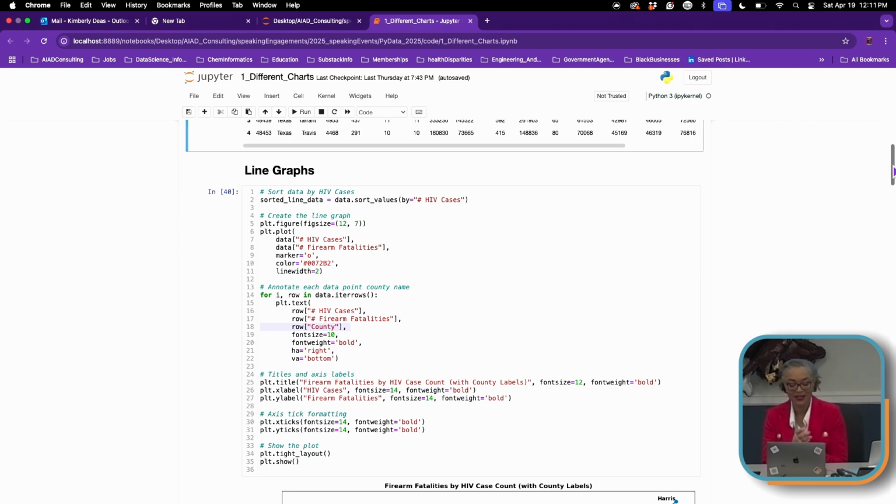So first I'm going to sort my data in order of largest cases. I'm then going to create my line graph, and I'm going to use plt, which is from Matplotlib. I'm going to annotate each data point because I want to be able to see on my graph where each data point lies, right? And then I'm going to add titles and axis labels, and then some tricky formatting, and then I'm going to use plt to plot. So that's what I have here. We'll run it here.